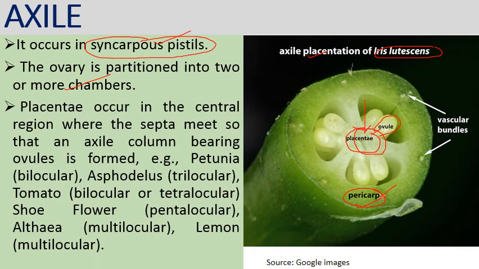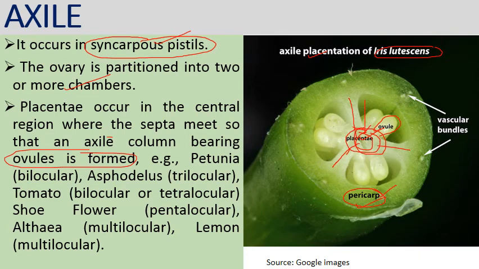So placentae occur in the central region where the septa meet. The placentae grow from where the septa and compartments meet at the center. From there the placentae arise and they bear the ovules, so that an axial column bearing ovules is formed.